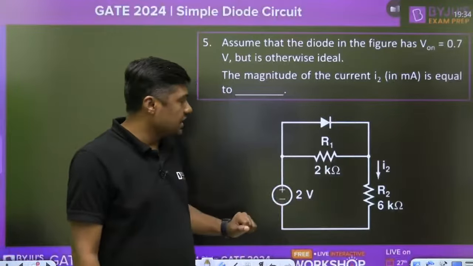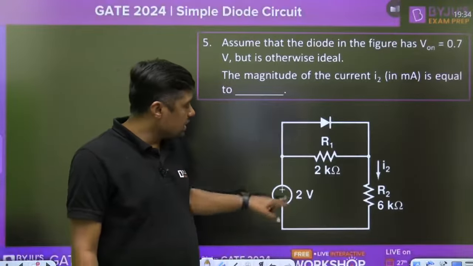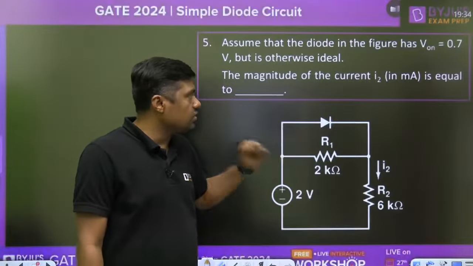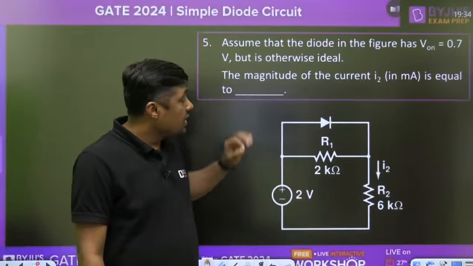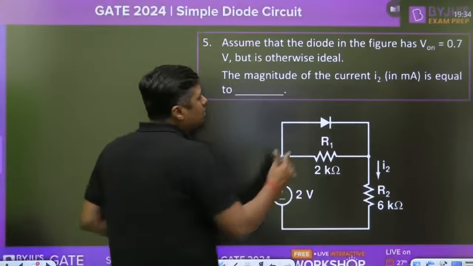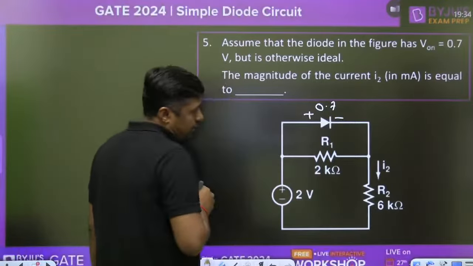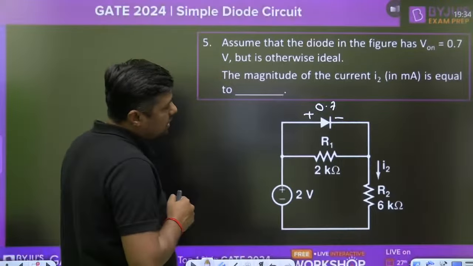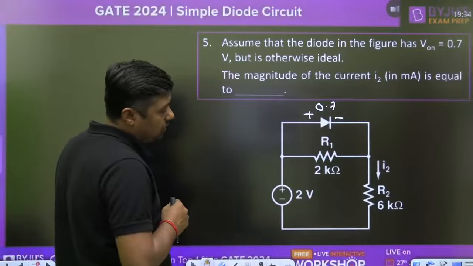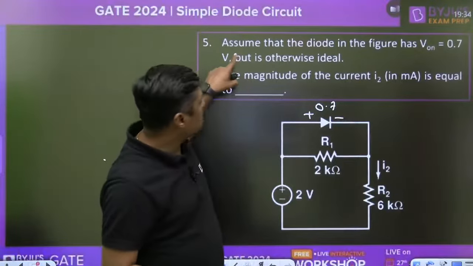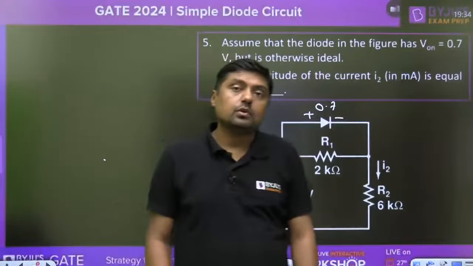2 volt battery is connected here. It is connected to the positive terminal of the diode, but what about the diode, whether it is a forward bias or reverse bias? How we can check? And minimum 0.7 volt is required to make it what? Forward bias, because it is a practical diode. Minimum 0.7 volt drop across the diode is required to make it forward bias, and then what? 6 kilo ohm. So this is the current and you have to find the I2.